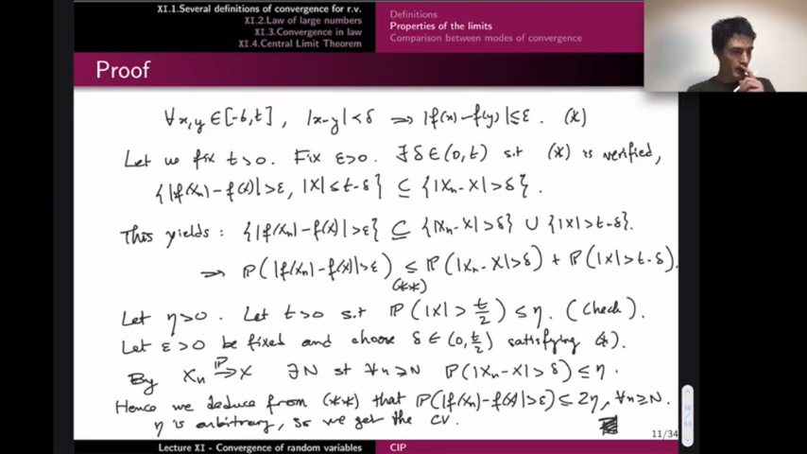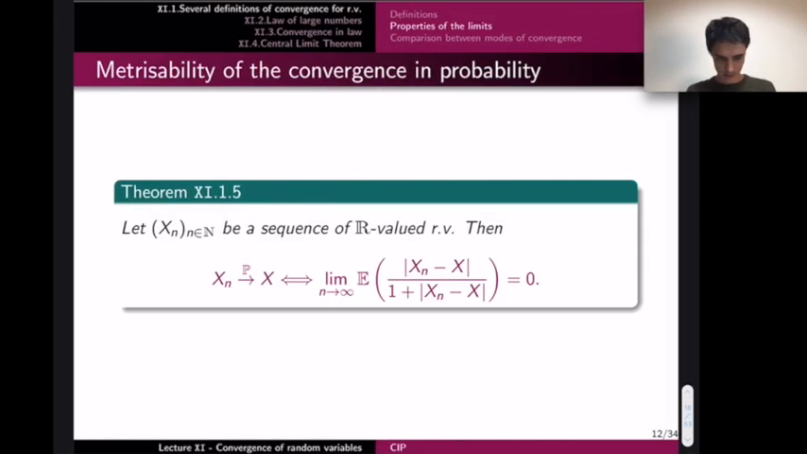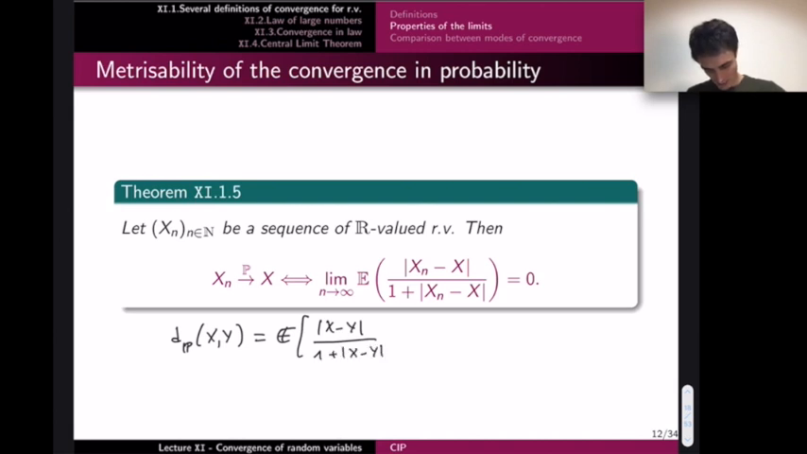So now we will move to the metrizability of the convergence in probability. I will show what I announced earlier, that there exists a distance. It's not properly written as a distance here, but I can write it if you wish. I could call it dp. If I have two random variables x and y, I define this quantity, the expectation of |x - y| divided by 1 plus |x - y|.